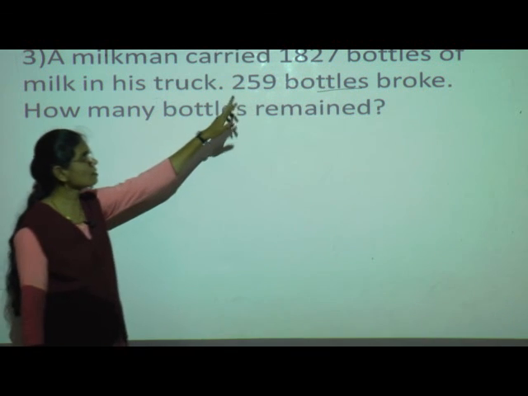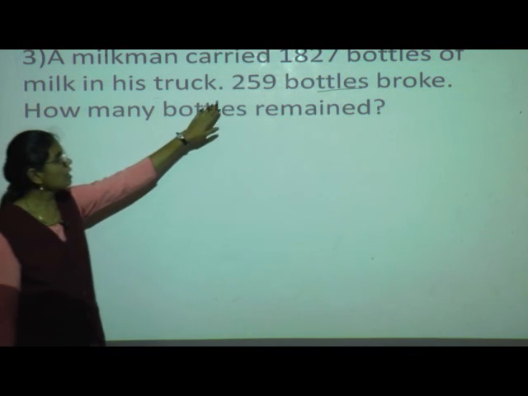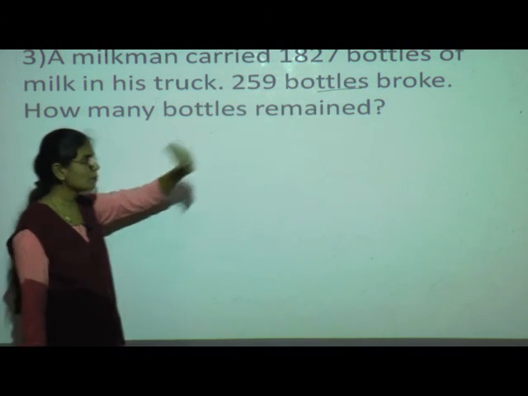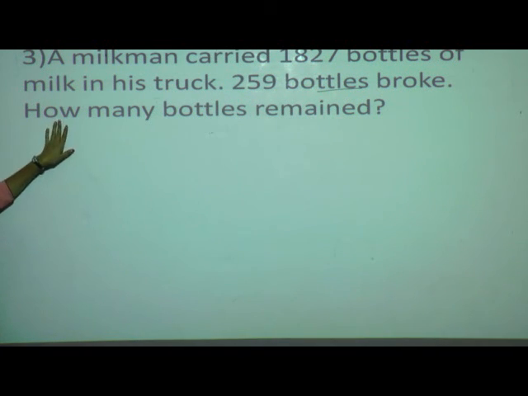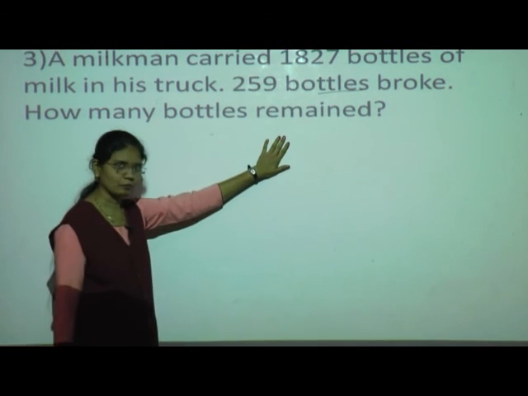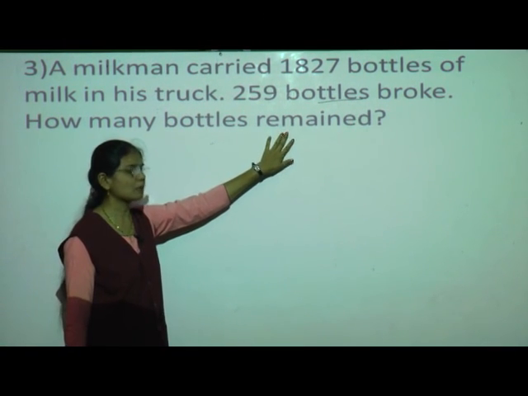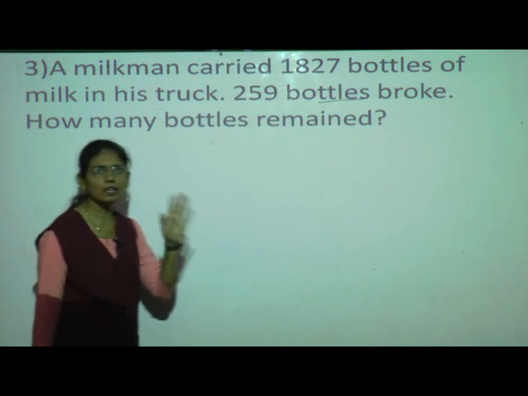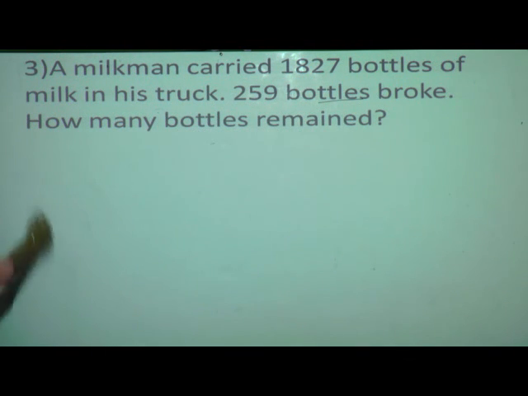From that 1827, how many bottles broke? 259 bottles broke. And what is the question? How many bottles remain? Okay, remain, left, remain. If these words come in the question, that time we have to do the subtraction. Now let us solve the example. A milkman carried 1827 bottles of milk in his truck. So what will we write?